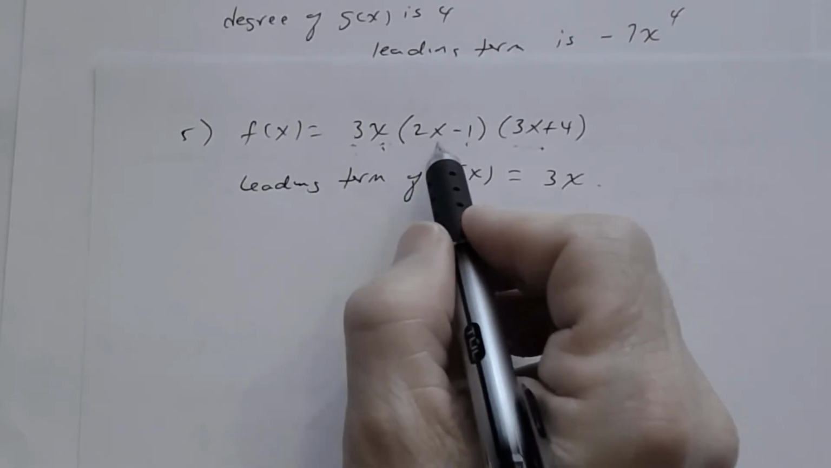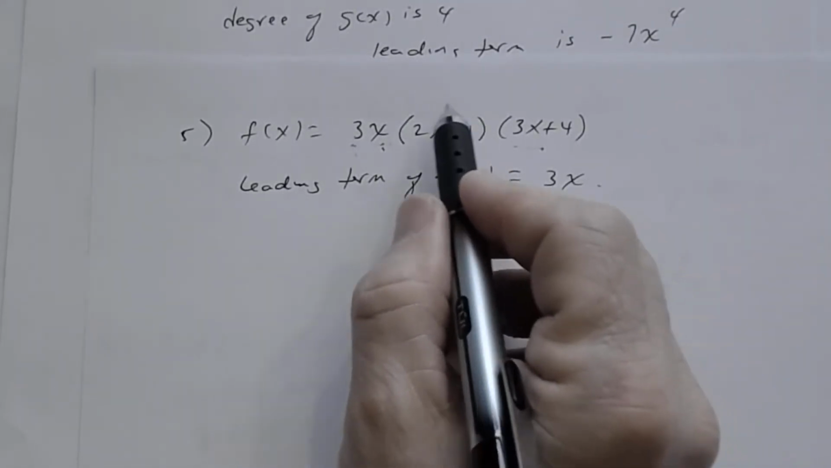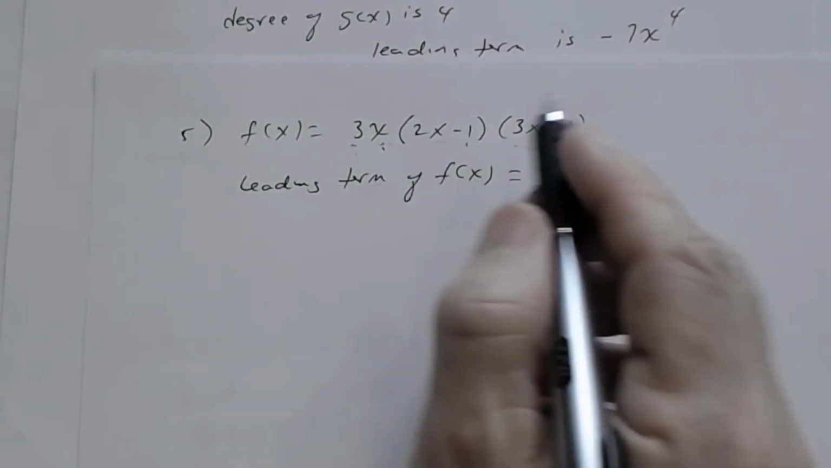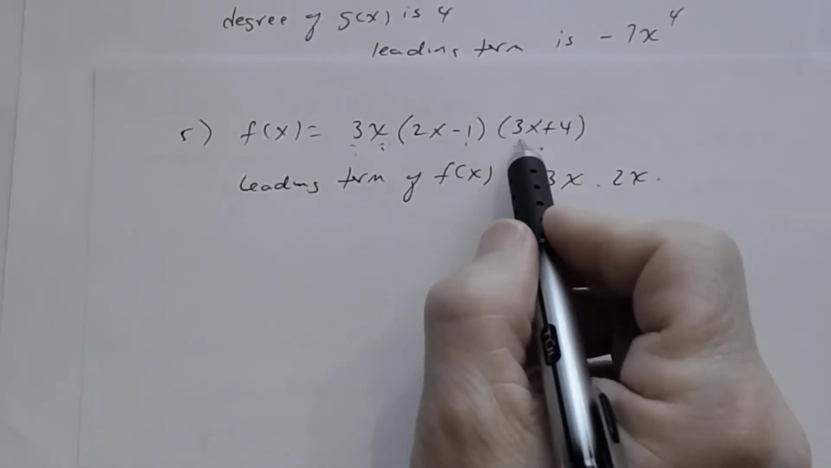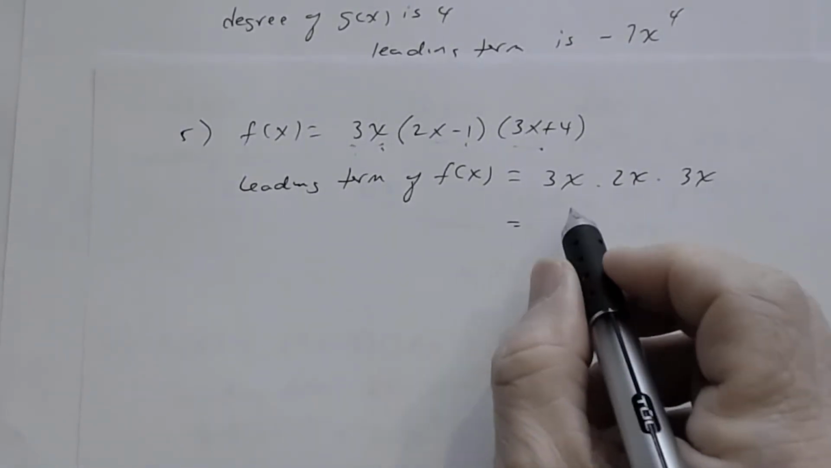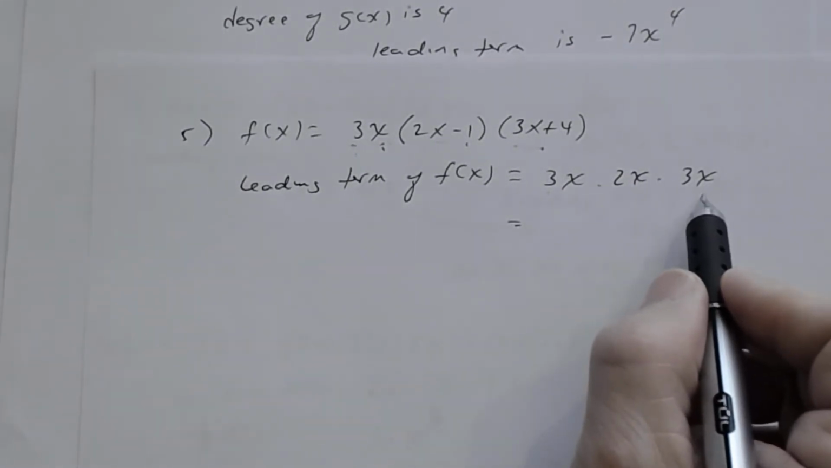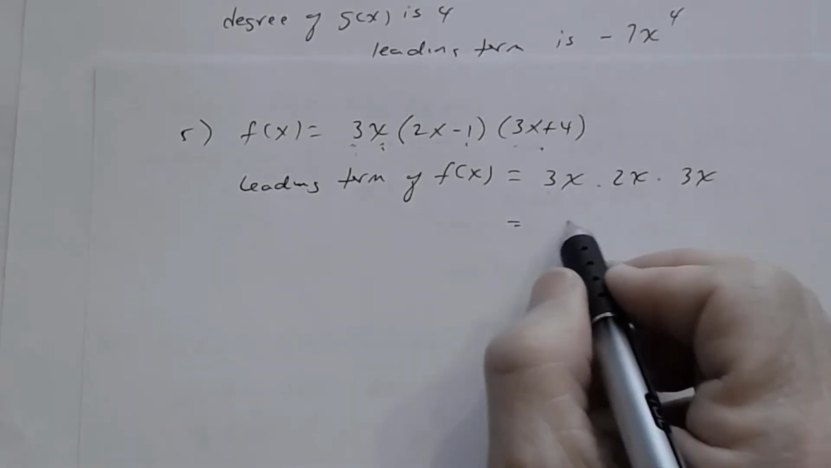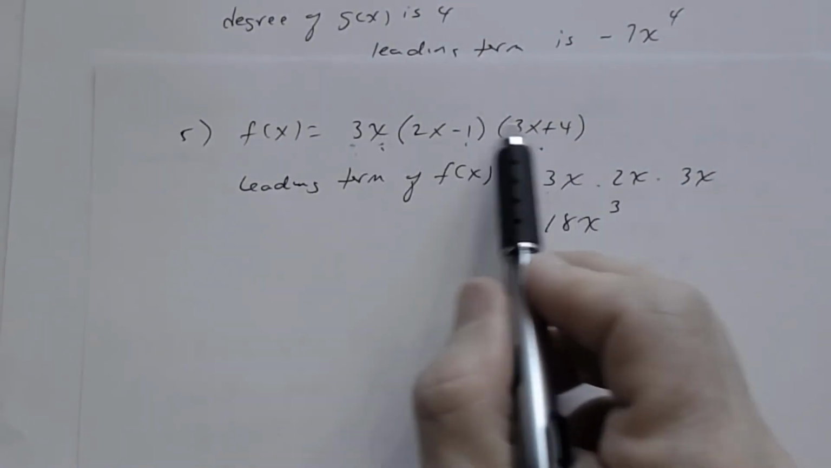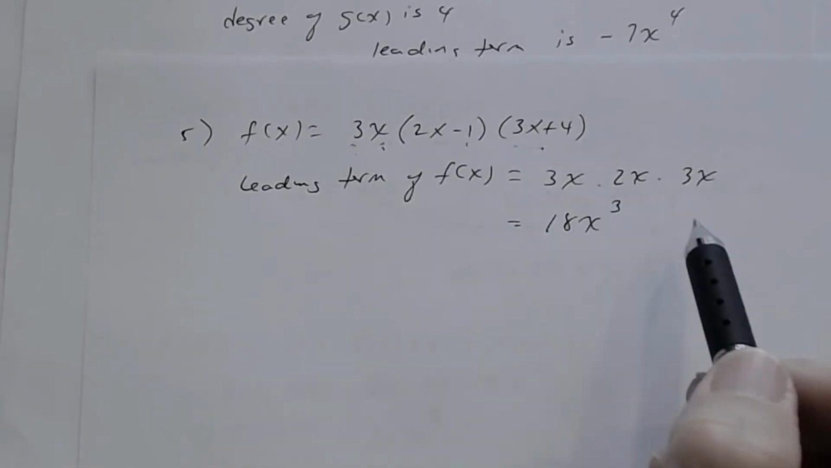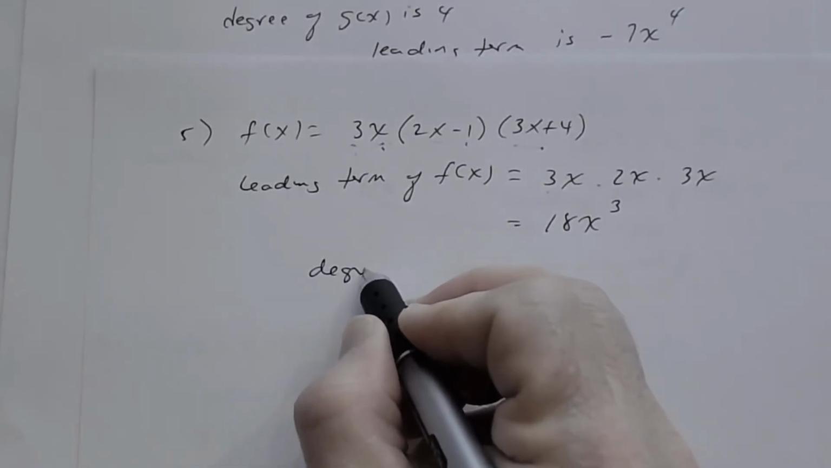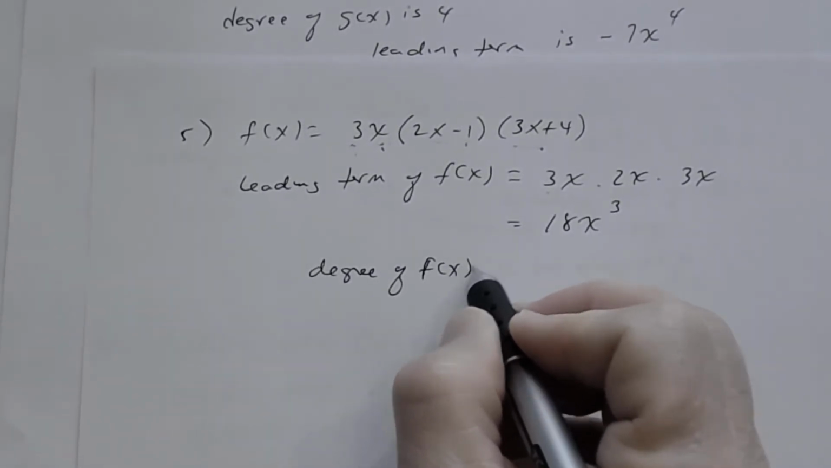And then let's go to the other factors. In this binomial factor, what is the leading term? Well, the leading term is 2x. In this binomial factor, what is the leading term? Well, the leading term is 3x. And then you just multiply. So 3x times 2x times 6 times 3x, that's going to give you 18x cubed. So if I were to multiply all these factors out, my leading term would be this. Okay? And so the degree of f of x is 3.